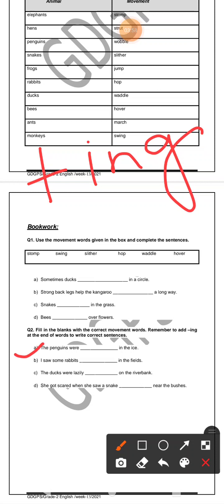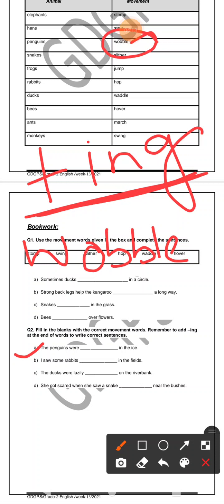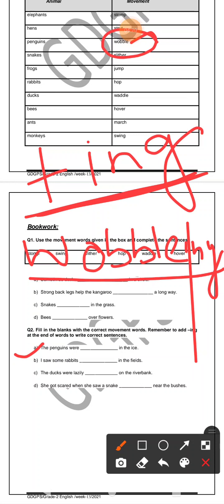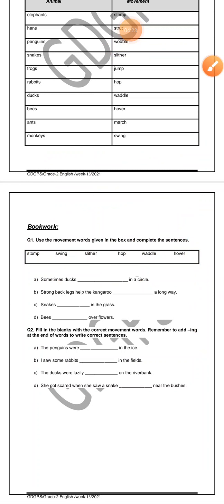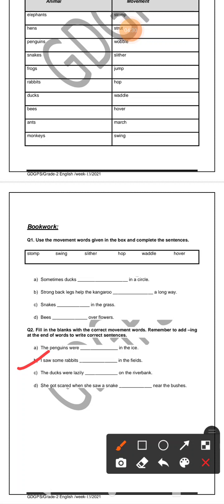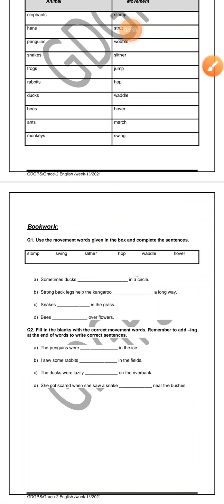The penguins were dash in the ice. Remember, how does a penguin move? They wobble, W-O-B-B-L-E. But what do we have to add to the word? ing. So we add ing, and you write, the penguins were wobbling in the ice. The rest you will do yourself, but I'll just read the sentences. I saw some rabbits dash in the field. The ducks were lazily dash on the river bank. She got scared when she saw a snake dash near the bush. But remember, you have to choose the correct movement word and add ing to it. Okay, everyone? Add ing to it.